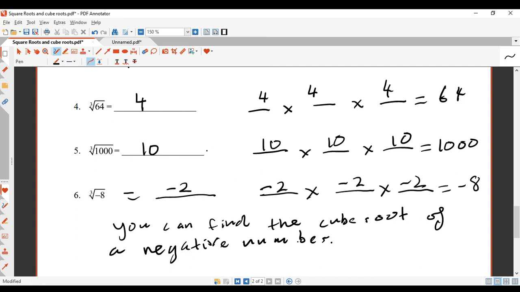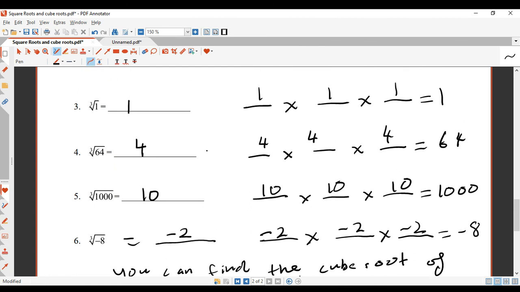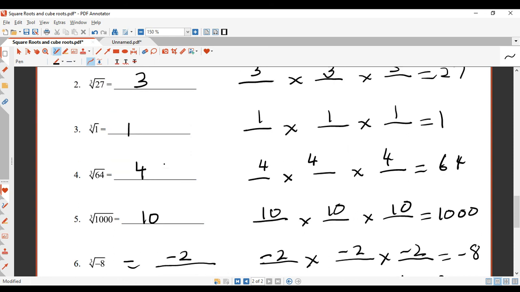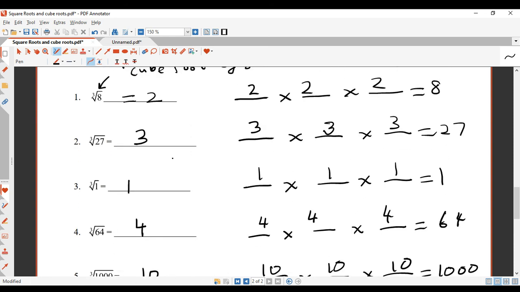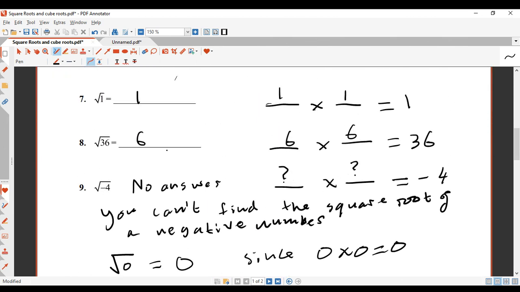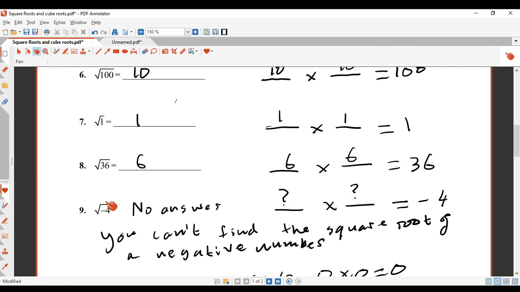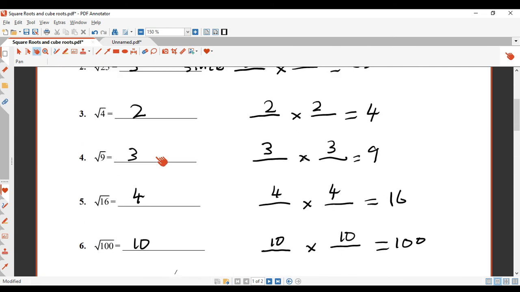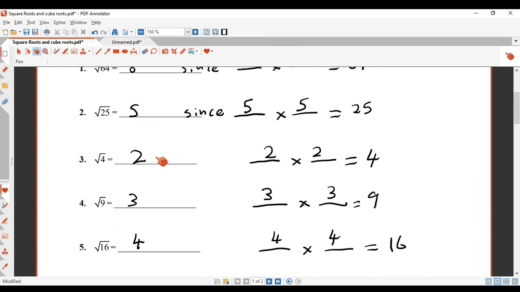Now, one thing I should point out, all our answers were whole numbers. That will not always be the case. I just picked numbers which gave you whole numbers as the answer. So later on in the topic, we're going to look at cube roots which have answers which are not whole numbers. All right. Same with the square roots. If you look at the square roots, all the answers are whole numbers. That will not always be the case. And we're going to look at examples where that is not the case later in the topic.